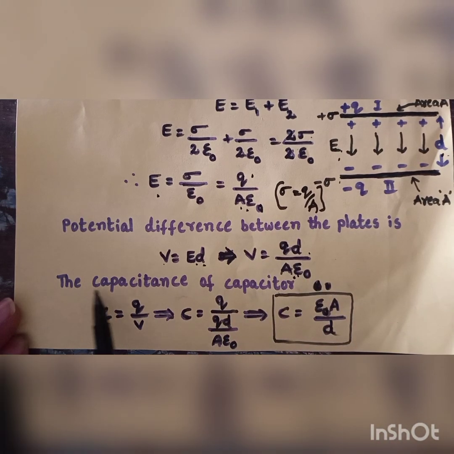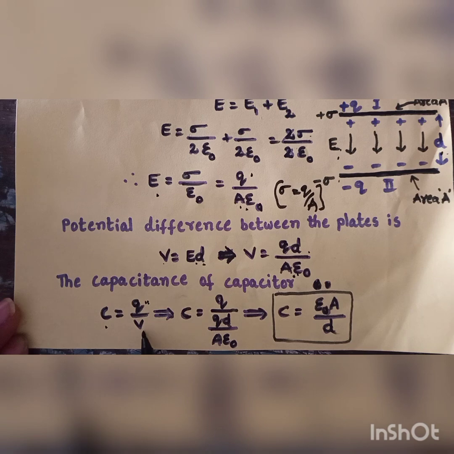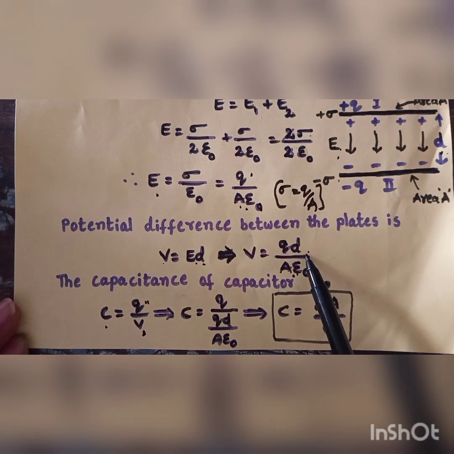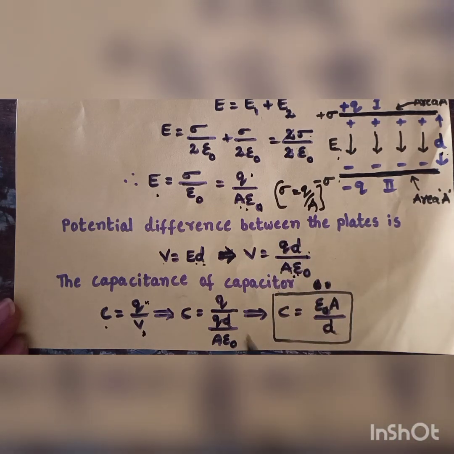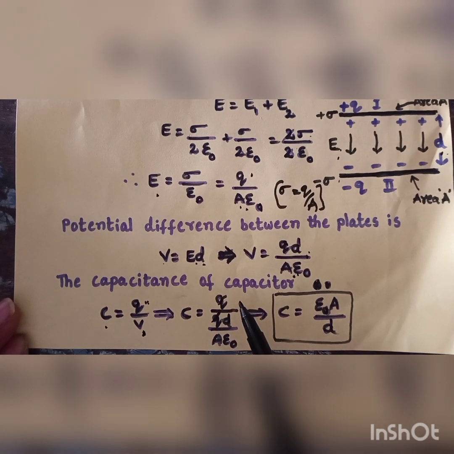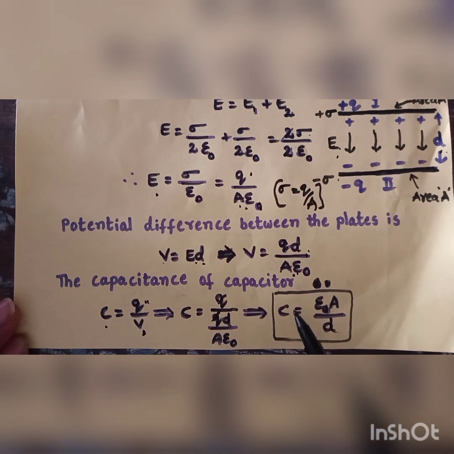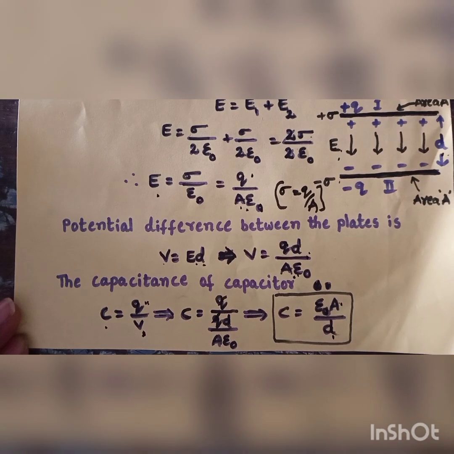Now last, the capacitance of the capacitor, formula C is equal to Q by V. Q means charge, V means potential difference. So substitute the V value in the denominator. V is equal to QD by A epsilon naught. Q and Q get cancelled, the denominator value goes to the numerator, so it is reversed. C is equal to epsilon naught A by D. Thank you.